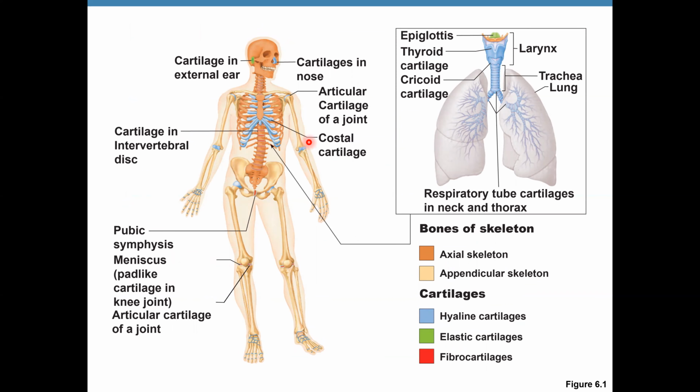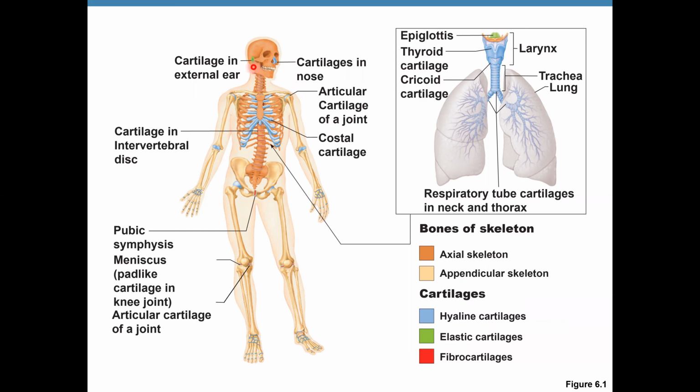And on this diagram, we can see where those cartilages are found. So hyaline cartilage is shown here in blue. It's found in pretty much all synovial joints, right? So here are the joints. And it's also the cartilage of your ribs, the costal cartilages, and the cartilage of your nose, right? And if you're looking over here, your larynx, trachea, and bronchi, that cartilage is hyaline cartilage.